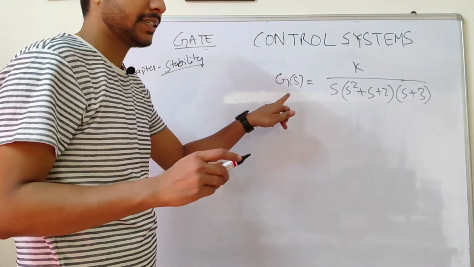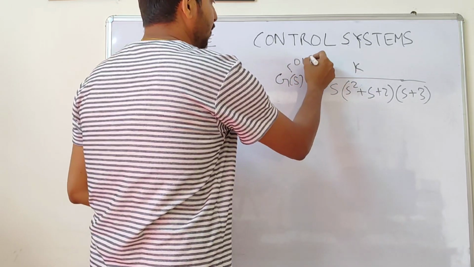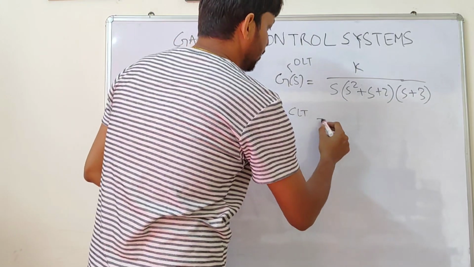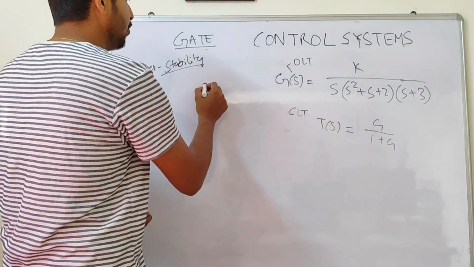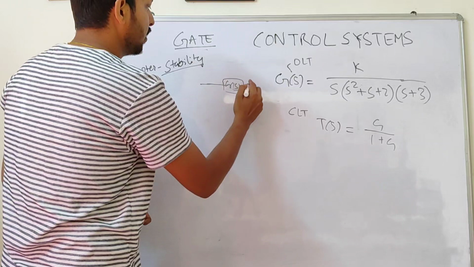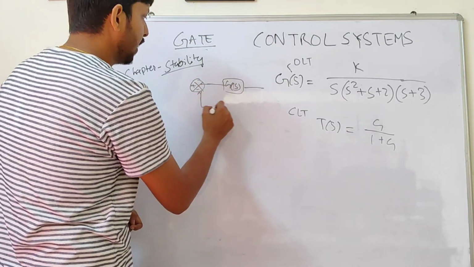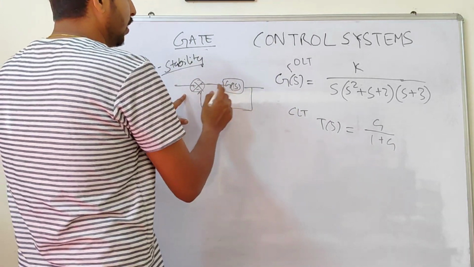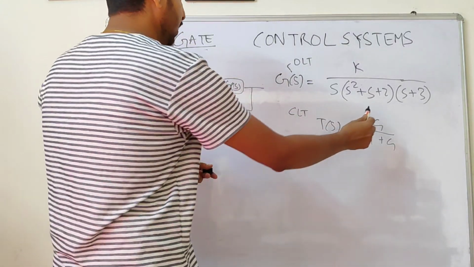First of all, we need to find the transfer function of the closed loop system, right? Because they are saying this is the open loop transfer function. Now closed loop transfer function for unity feedback would be what? G by 1 plus G. Because whenever we say unity feedback system, it means that there is this G(s), and there's a negative feedback from the output. So when you write the transfer function of this closed loop system, it will be G by 1 plus G.